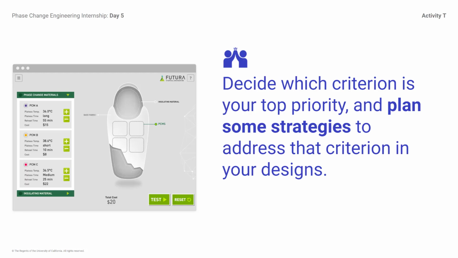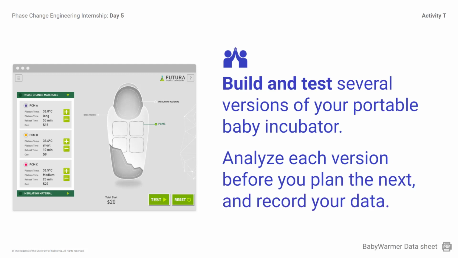Decide which criterion is your top priority and plan some strategies to address that criterion in your designs. For example, some of you may want to prioritize making the baby's average temperature as close to 37 Celsius as possible, while others may want to prioritize having the fewest minutes outside of the healthy temperature range.